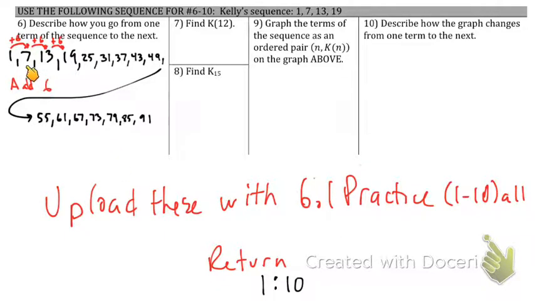So we want the 12th one. So this is 1, 2, 3, 4, 5, 6, 7, 8, 9, 10, 11, 12. So K12 is this guy. Okay. All right. If that's K12, we need K sub 15, or the 15th. So if that's 12, 13th, 14th, 15th. That's 85.